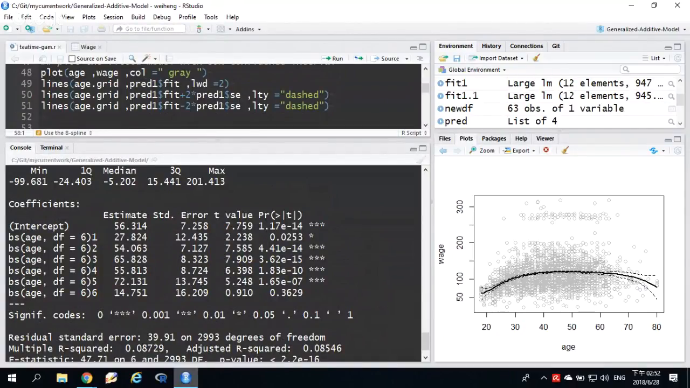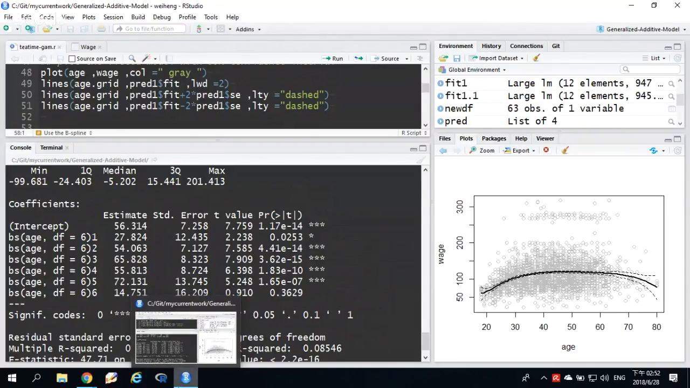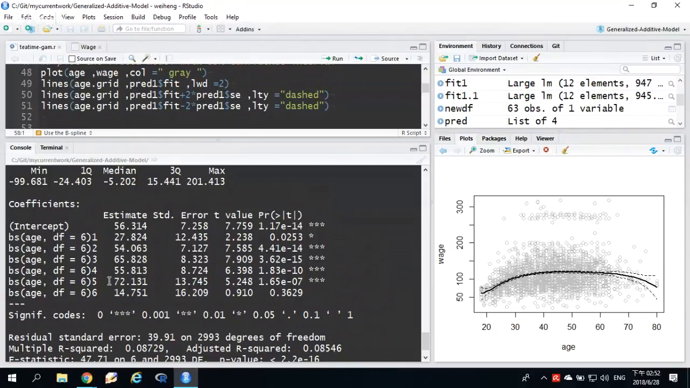If df is equal to 6, we have 3 knots. It will choose 6 minus the degree, and the degree is 3. So 6 minus 3 is 3. So it will choose 3 knots. The last 3 terms will be for each of the 3 knots, and the same thing for the first ones: the linear term, quadratic term, and cubic term.